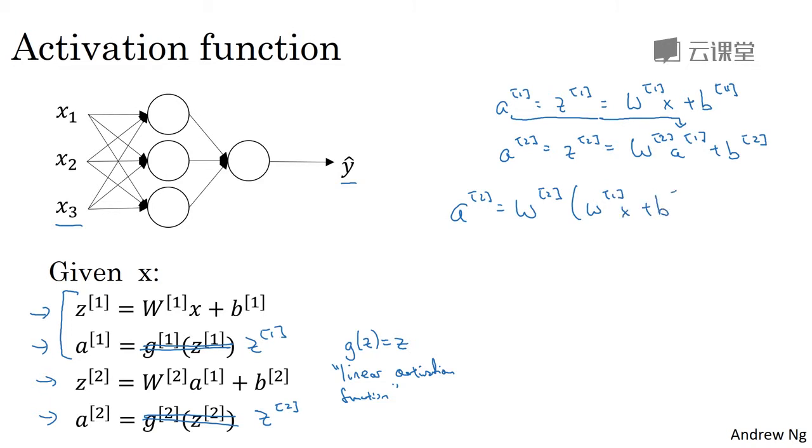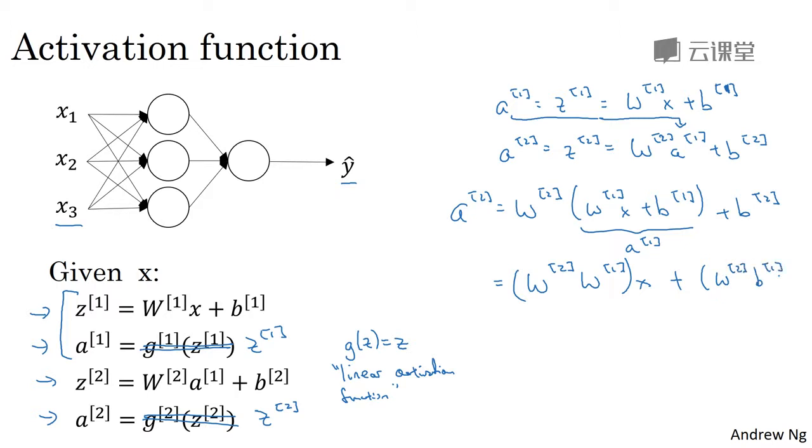w1 x plus b1. Let's clean that up a bit, right? So this is w2 times a1 plus b2, and so this simplifies to w2 w1 x plus w2 b1 plus b2. So this is just, let's call this w prime, b prime. So this is just equal to w prime x plus b prime.